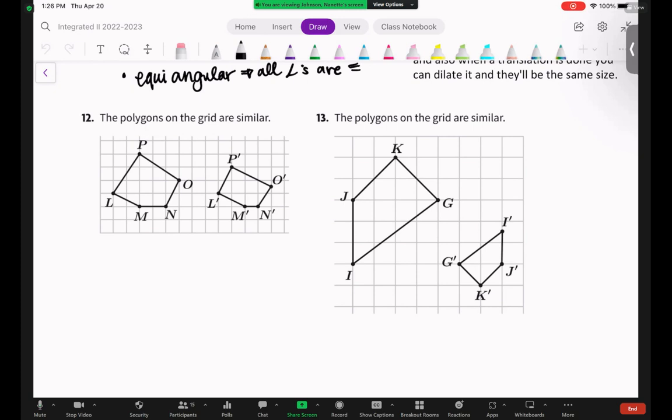So what you're doing here is they're asking you, the polygons on the grid are similar. You're going to prove whether these polygons are similar by looking and using the grid. You can't use a compass, you can't use a ruler, but just by looking at this, you're going to determine whether they are. Off the bat, what do you guys think? Yes or no? Just by looking at number 12, do you think yes or no?